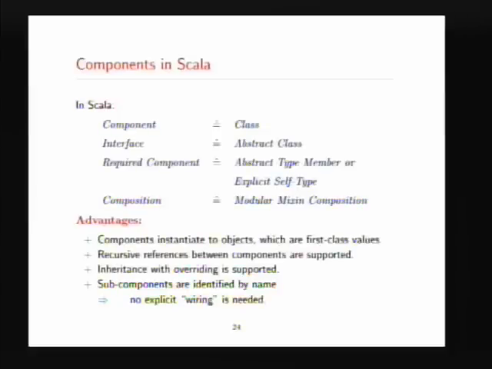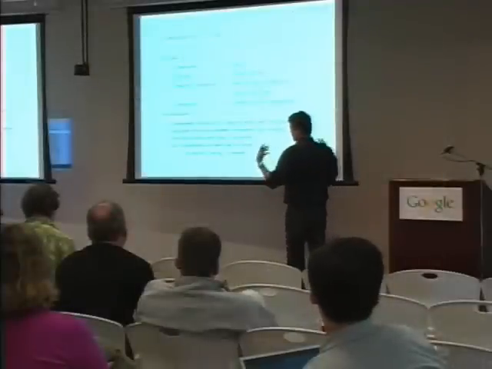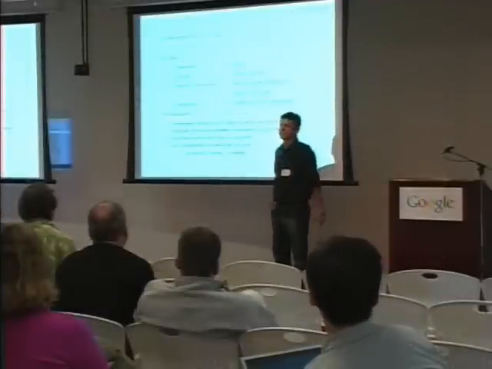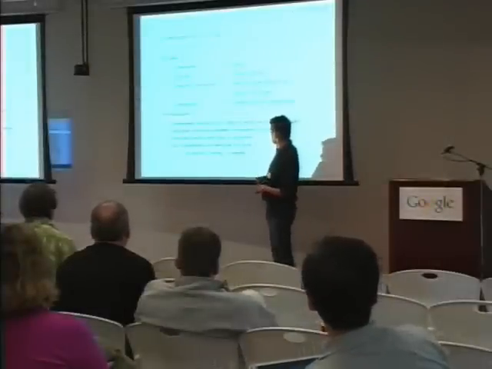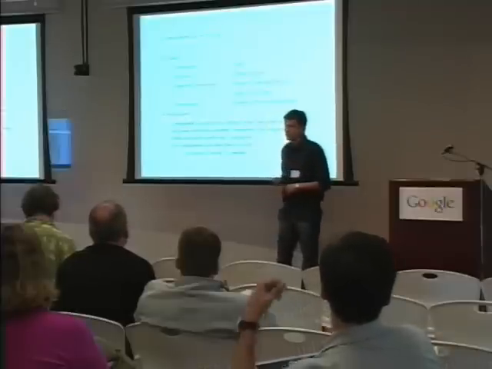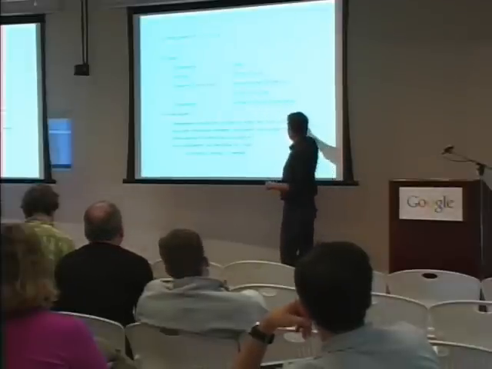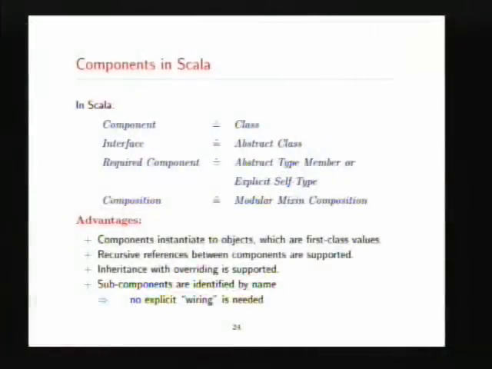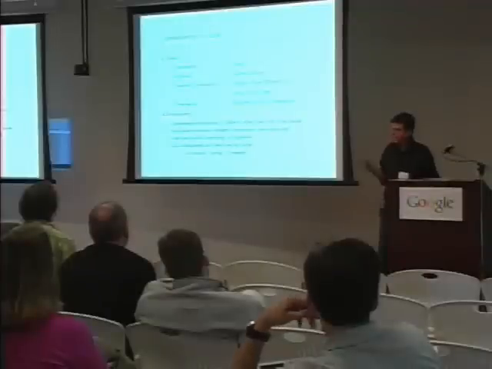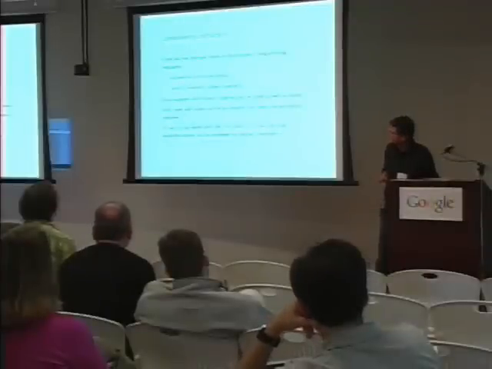So we have a generalization of the single inheritance plus interfaces in Java, where instead of interfaces, we can have so-called traits that can also have method implementations and can even have state, and we have mixin compositions to do that. The advantages of the model are that components instantiate to objects, and these are first-class values. We can support recursive references. We have inheritance, and we have very, very concise wiring because subcomponents are identified by name. We'll see an example in a couple of slides.